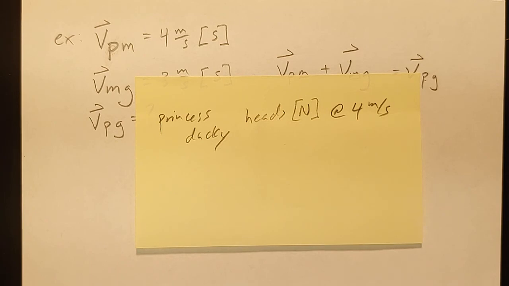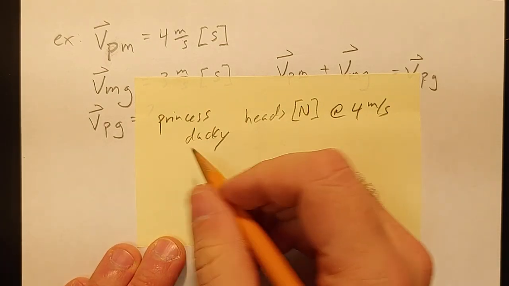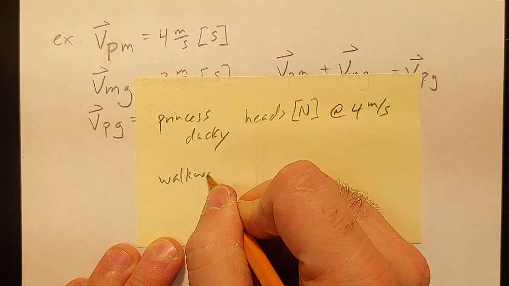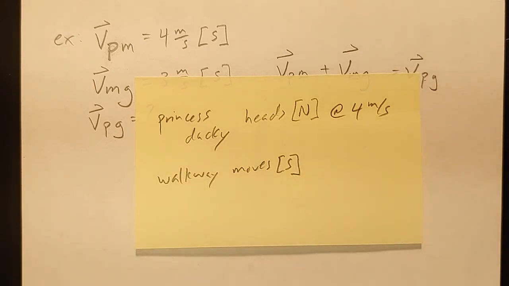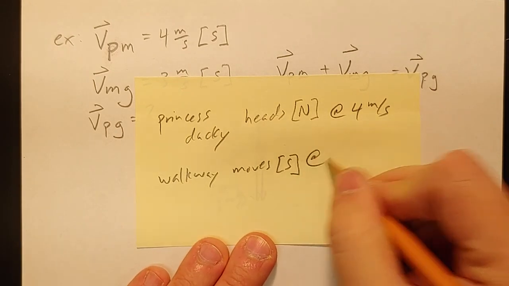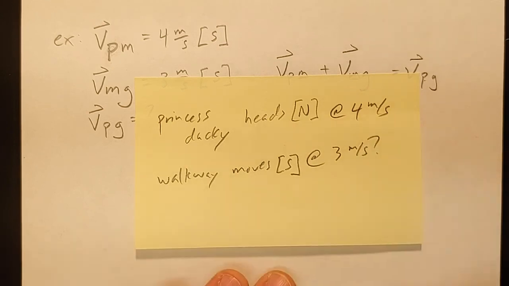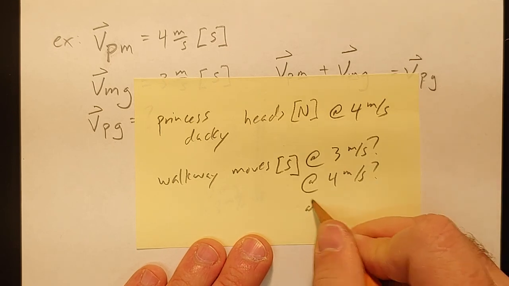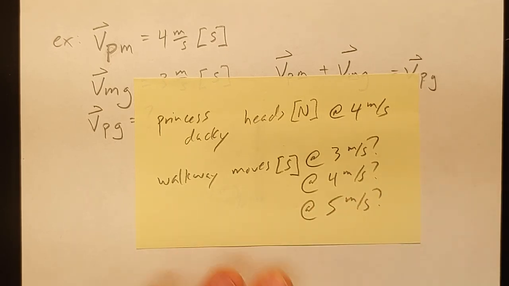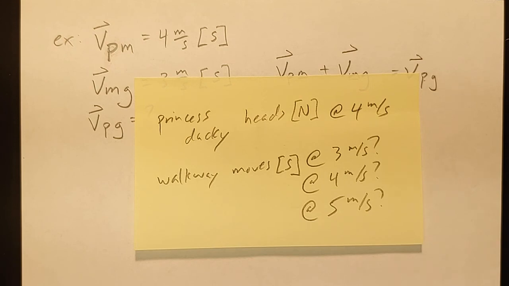I want to know, what is this going to look like if the moving walkway moves south? Let's look at a few different things. What if it's going at 3 meters per second? What's that going to look like? What if it's moving at 4 meters per second? And what's it going to look like if it's moving at 5 meters per second? How is Princess Ducky going to wind up moving compared to the ground? What's this going to look like to Donnie as he watches Princess Ducky try to drive backwards on the moving walkway if she goes at 4 and it goes at either 3, 4, or 5?